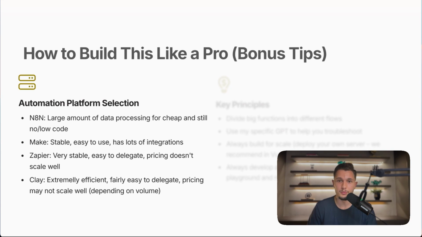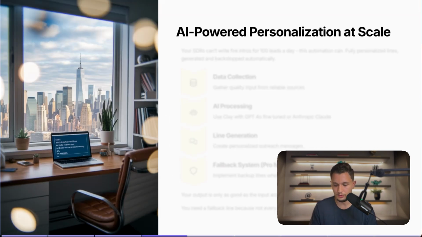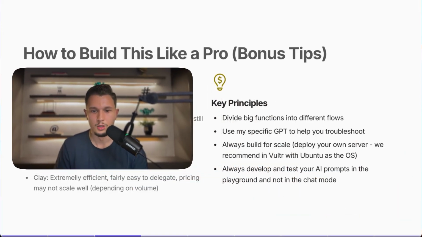And I'll also be giving you along the way an option that will help you figure out what tool you could be using to accomplish the same thing as building the automation in the backend. We like to build things in the backend just to have more control over them and control the cost as well. Now, let me give you some key principles that are quite important when it comes to building automations like a pro. Number one is dividing big functions into different flows and splitting things into small batches.